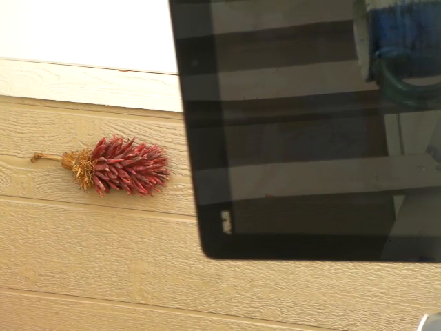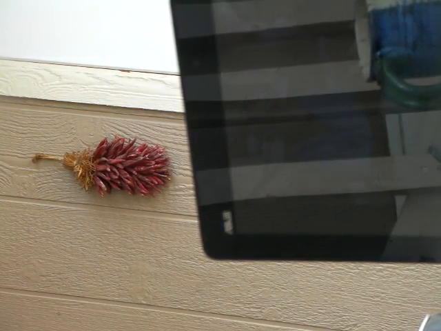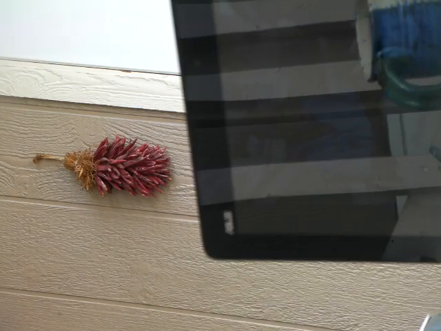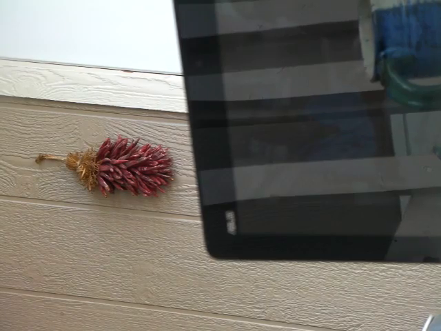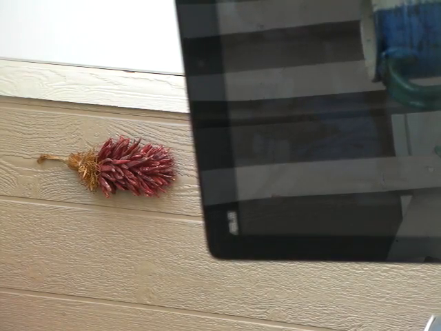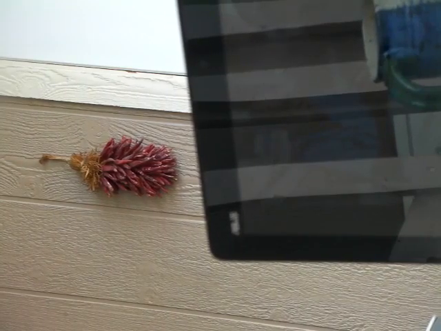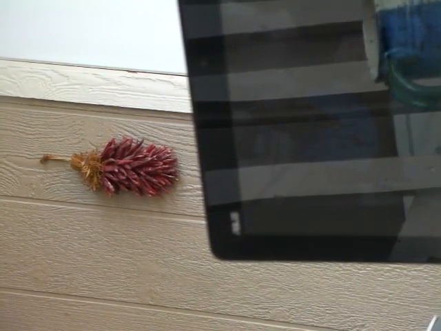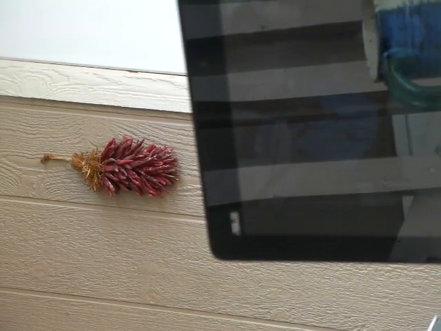So VGA, I don't exactly know what it means, but I do know what 640 by 480 means. Full high definition, this one over here, that's the best picture you can take. This is the lowest. Okay, now you see? Here.